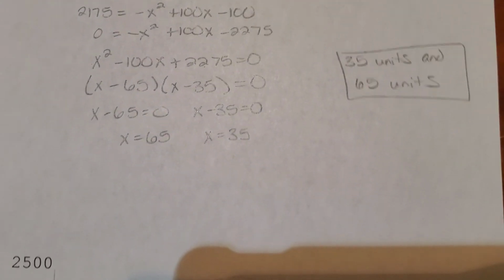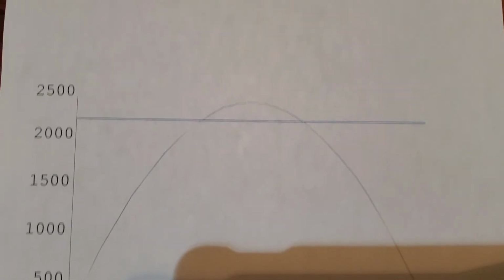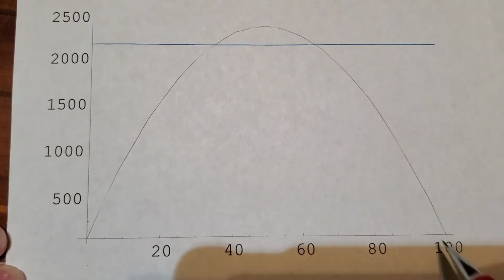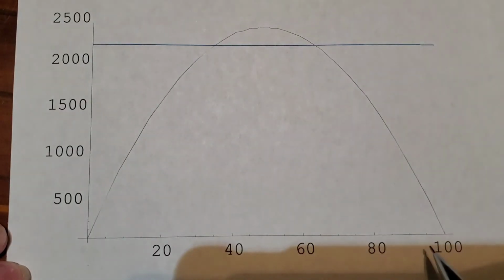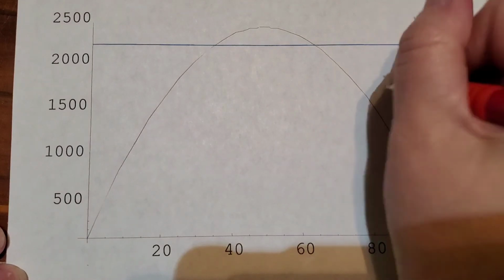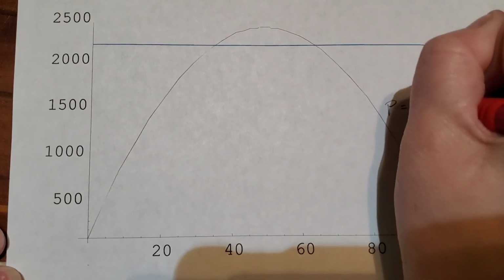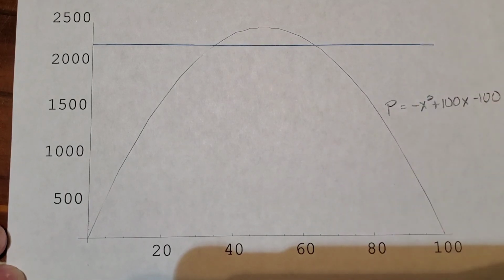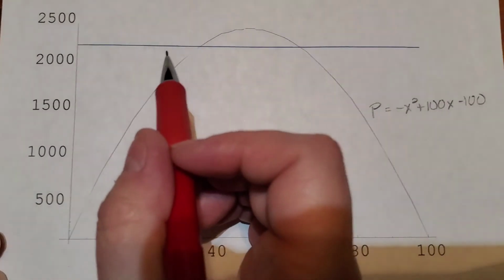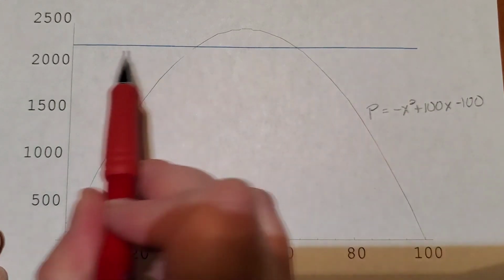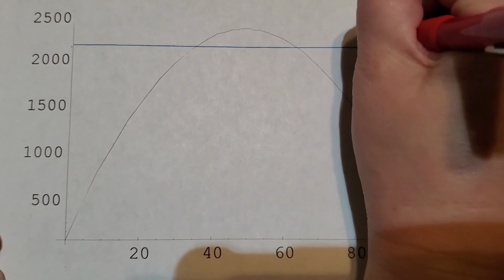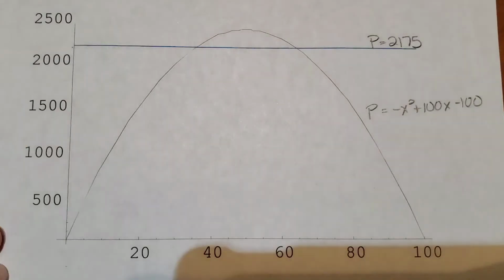And so if you take a look here at the graph, we can actually kind of see what's going on in this problem. So this is our profit curve. This is a quadratic. The graph of a quadratic is a U-shaped graph called a parabola. And so this is the P is equal to negative x squared plus 100x minus 100. Now this blue line here, notice, is 21.75. This is the profit we were looking for. So this is P is equal to 21.75.